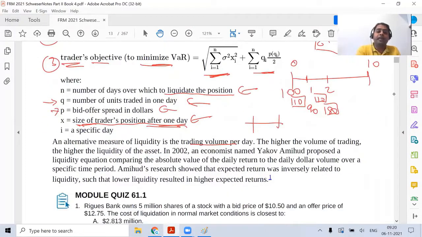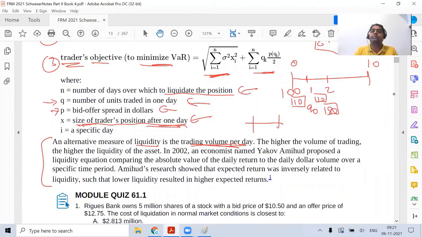An alternative way of measuring liquidity is the trading volume per day. What does it mean? If in a particular market the volume is very high, it means the liquidity is very high. This has been a normal barometer for the market, for investors, to identify whether a particular market has high liquidity or not.